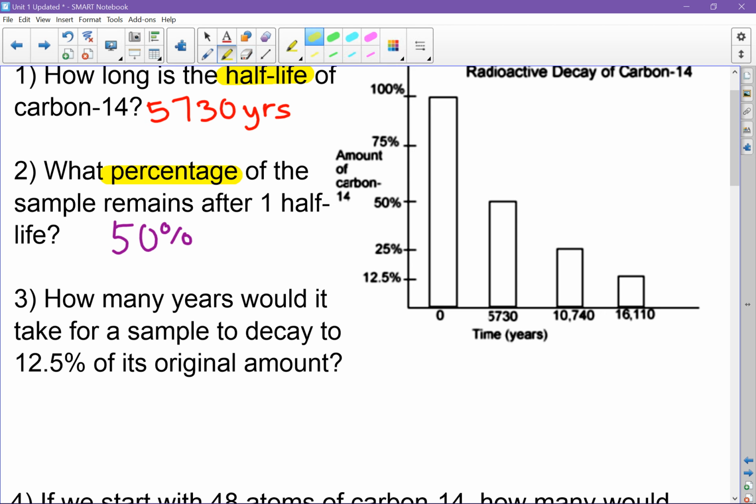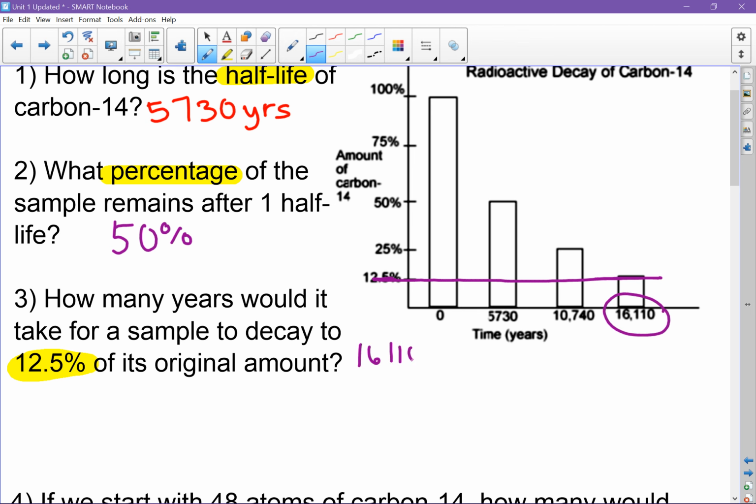Okay, the next question is asking how many years it would take until we get 12.5%. So let's find that place on our graph. 12.5% is here, and if I read across, that bar happens at this amount of time, 16110 years.